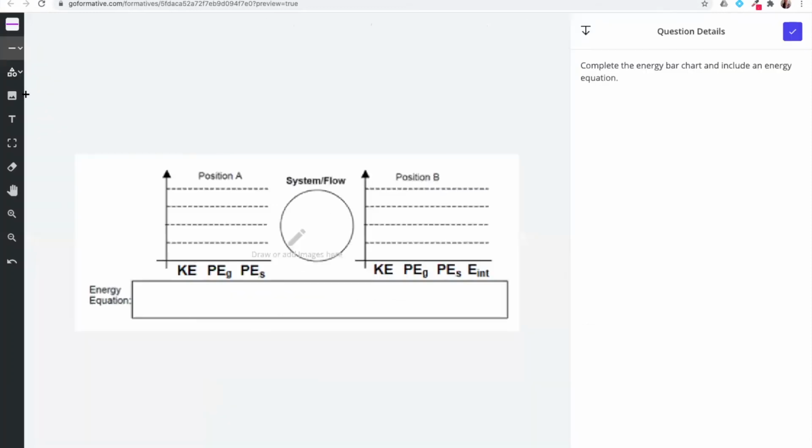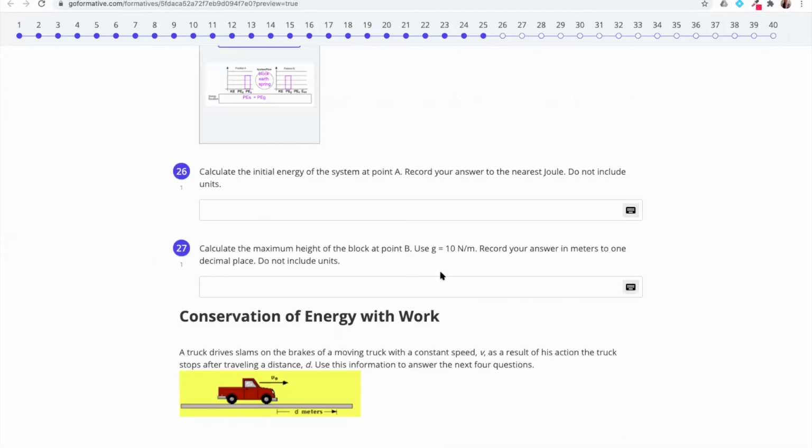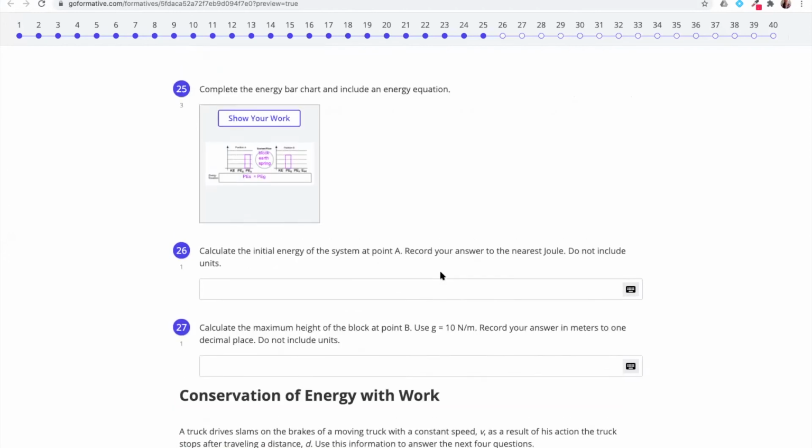So when I go do my energy bar charts here, I'm going to choose the rectangle shape. I expect that there's spring energy to start. That turns into gravitational potential energy at the end. But it also says to include the energy equation in the system and flow. So I would call this the block earth spring system. And then my equation would be PES equals PEG because there was no work done on this system from external forces like friction.